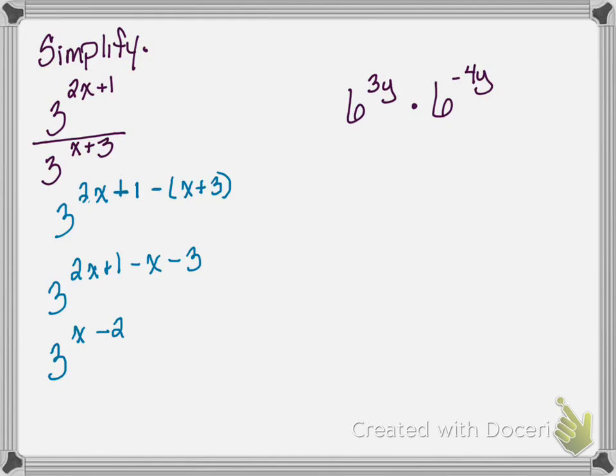Okay? Here, I've got the product of powers. I have 6 raised to the power 3y times 6 raised to the power negative 4y. Okay? I add those exponents. The bases are the same, and they're being multiplied together, so I add their exponents. So I have 6 to the 3y plus negative 4y.